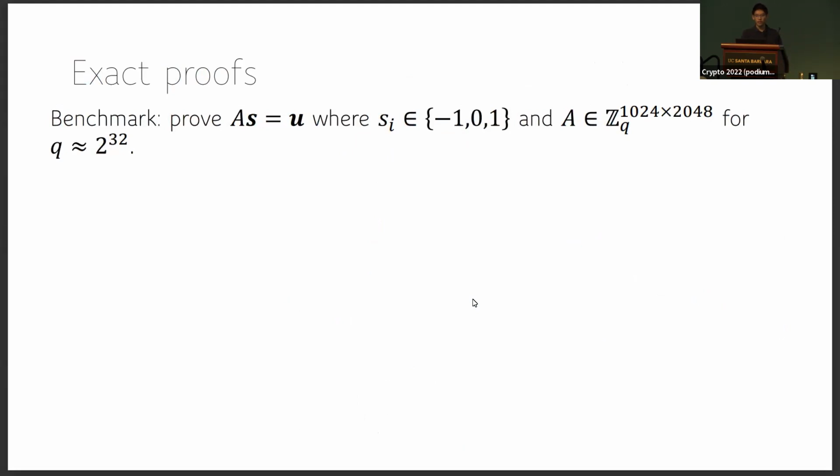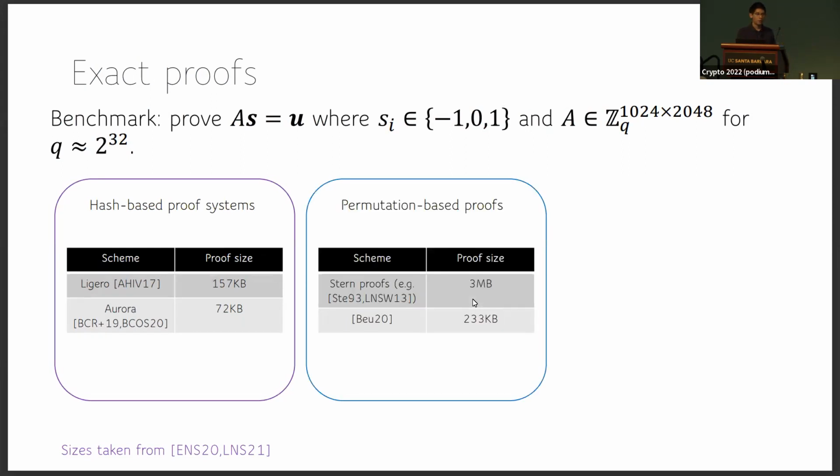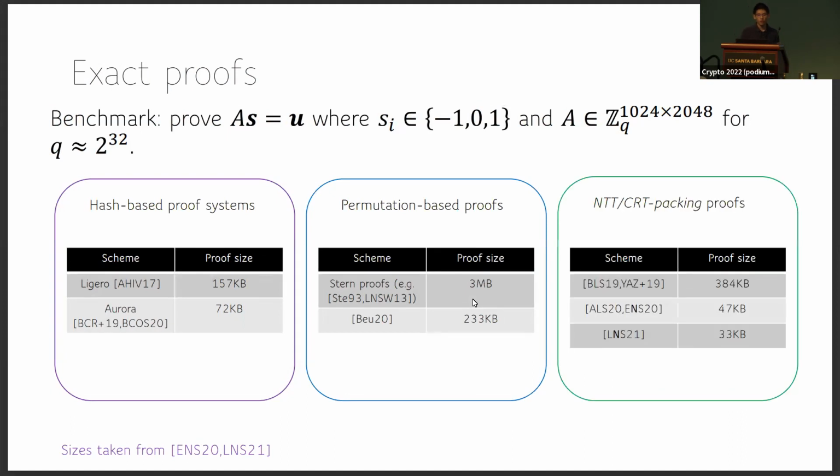Prove that AS is equal to U, integers modulo Q, Q is around 2 to the 32, length of S is 2048, and S has ternary coefficients. So now if we first look at the hash-based proof systems, then the Aurora gets around 70 kilobytes. Then we have the permutation-based or combinatorial proofs, where the best one achieves around 200 kilobytes. And the last group, which I call NTT, CRT packing proofs, they already achieve less than 50 kilobytes.